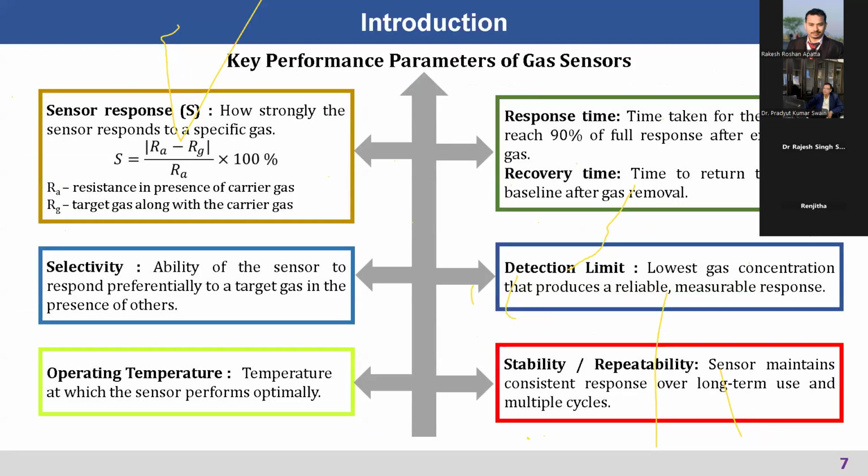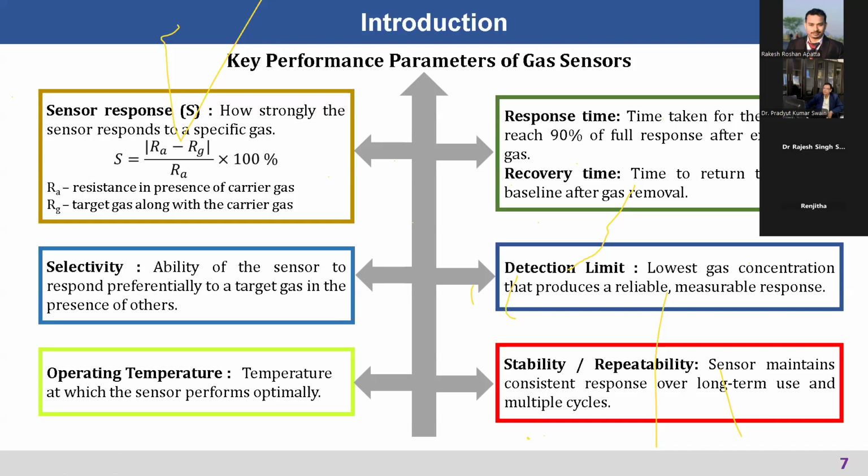Okay, so when we talk about gas sensors, what are the key parameters one has to know? These are all the key parameters one will look for when trying to use or study a sensor. The first property is the sensor response. Sensor response in the case of a resistive sensor is the change of resistance. As I told you, this is the sensing material between two electrodes.